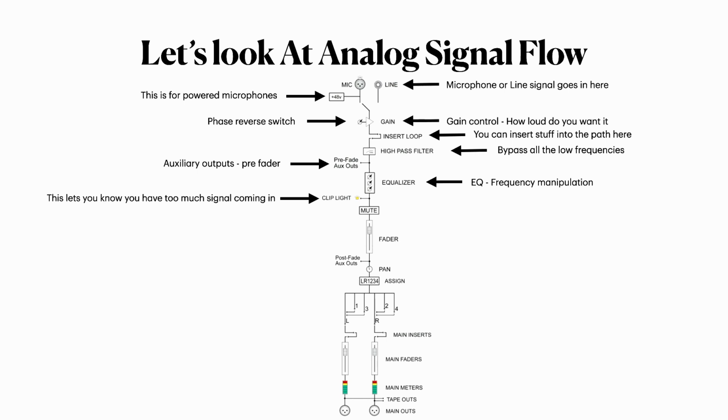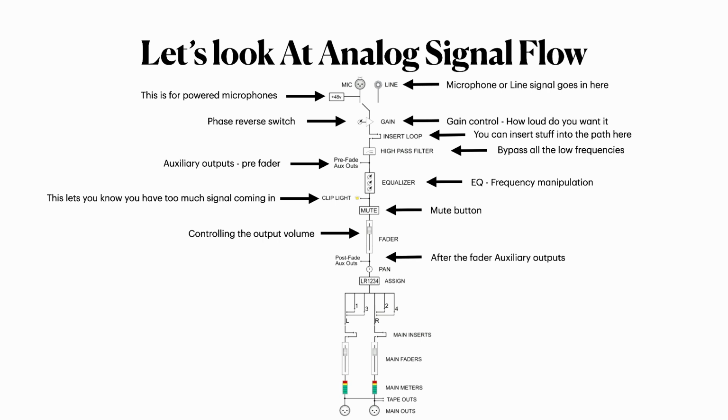Most consoles have a clip light, so if you give it too much signal, it's going to turn on a light and let you know that, hey, it's too loud, please turn me down. Mute button. If you don't want to hear this person, mute it, okay? Controlling the output volume is via the fader. Now, this is the output volume going to the main faders, okay?